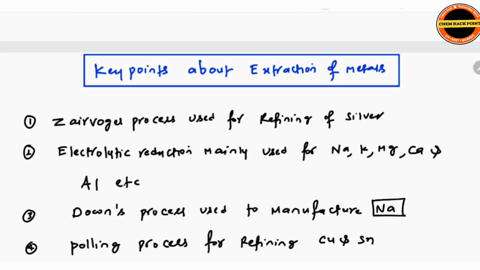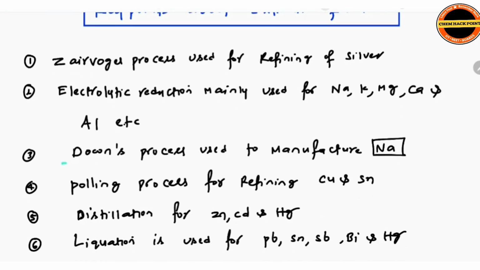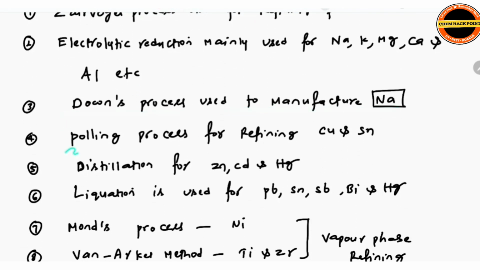Key points about extraction of metals. Some important statements and questions are given here, so there is no in-depth concept here; you have to remember all these statements. Mond process is not this; the JEE process is used for refining of silver. Electrolytic reduction is mainly used for sodium, magnesium, potassium, calcium and aluminum, etc. Down's process is used to manufacture sodium. Poling process for refining of copper and tin.